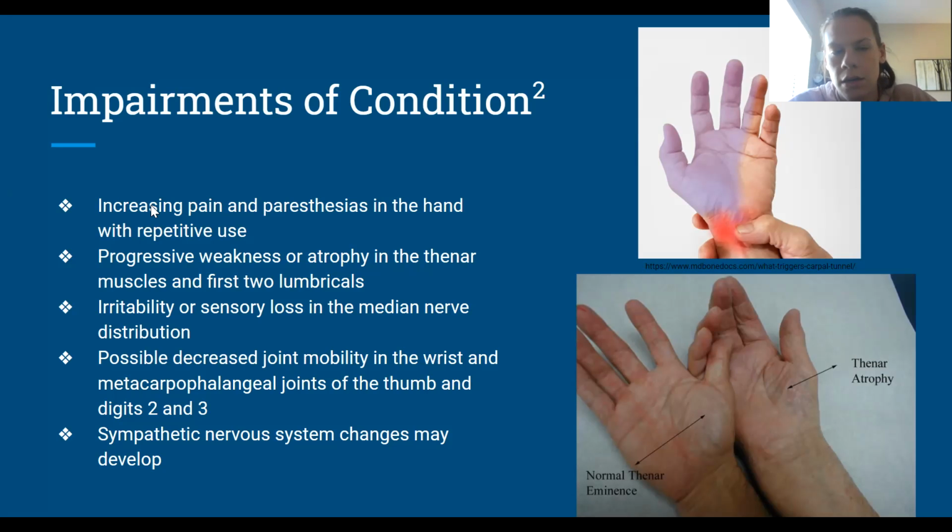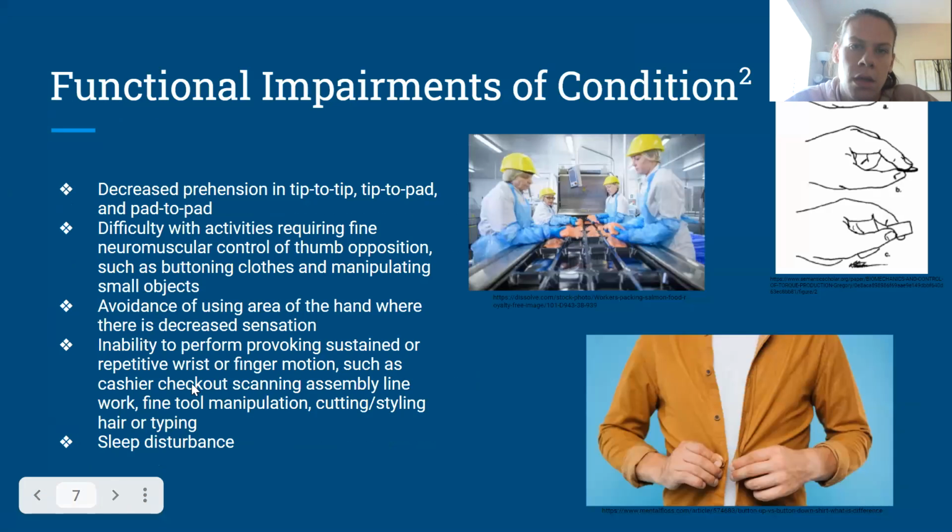And then you can have sympathetic nervous system changes, as the nerve runs with your blood vessels. And some functional impairments are decreased precision in tip-to-tip, tip-to-pad, and pad-to-pad. And with that, you have difficulties with activities requiring fine neuromuscular control of the thumb opposition, such as buttoning your clothes. And you have avoidance of the areas that have decreased sensation. And you have inability to perform provoking, sustained, or repetitive wrist or finger motions, such as assembly line, cashier, hairstylist. So it can affect jobs and ability to work, and it can also cause sleep disturbance.